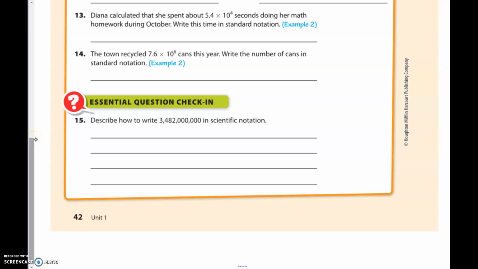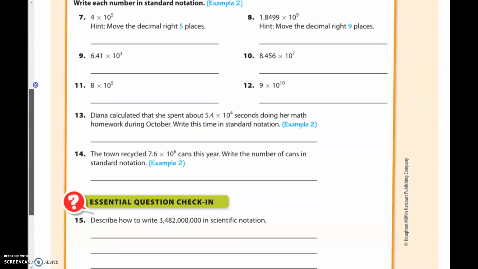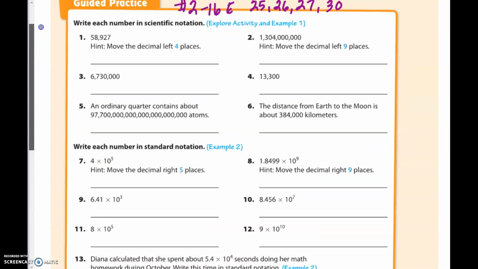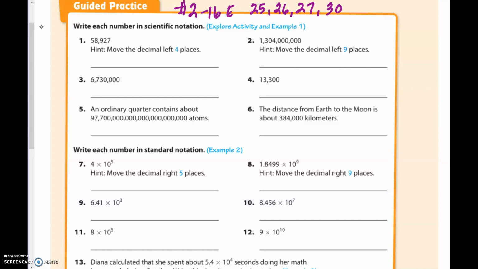What we're going to do right now is correct the assignment that you guys were just working on. This assignment is 2 through 16 even, 25, 26, 27, and 30. So we're going to quickly go over these. I like to do things very systematic and similar, the same way all the time, so that I get in the habit.